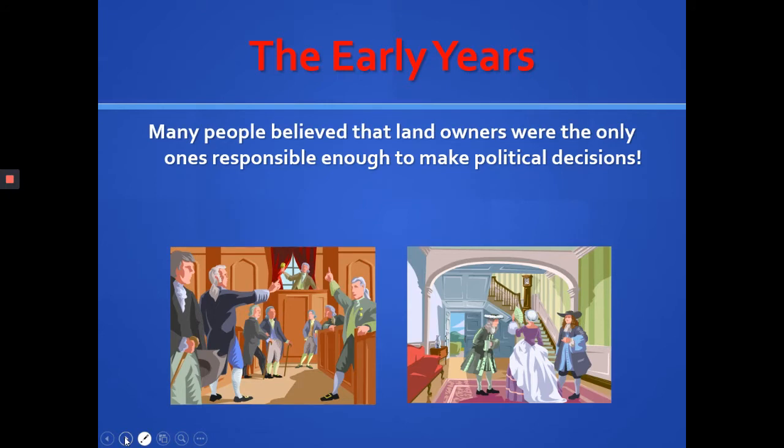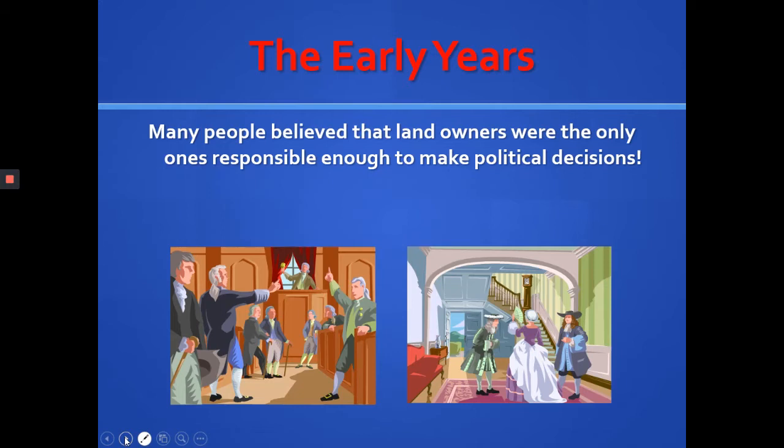The reason that land ownership was so important is because a lot of people believed that landowners were the only people responsible enough to make political decisions. That means that anyone who didn't qualify was not really capable, in their eyes, of making decisions. So if we make that inference, who are the people that could be excluded?